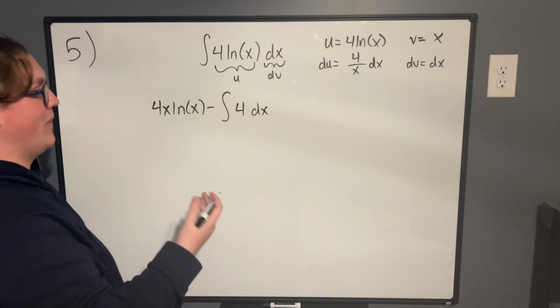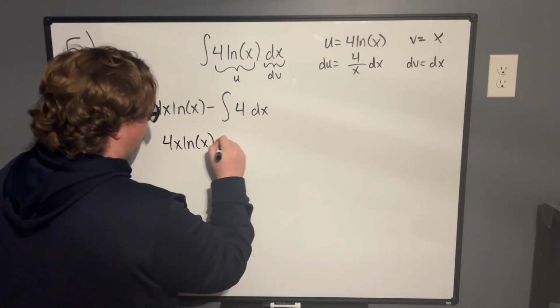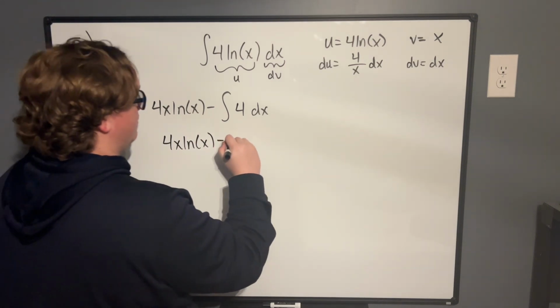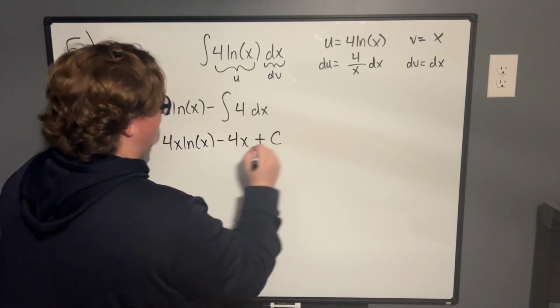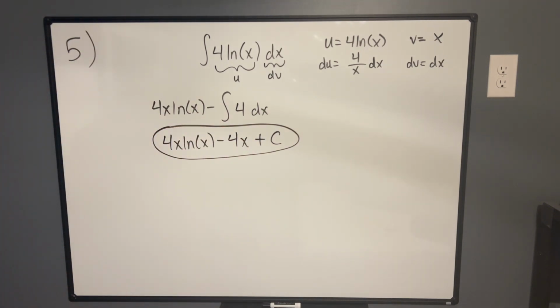That might be level 0 of this. We'll get 4x ln of x minus the integral of 4 is just going to be 4x, and we'll add that plus c at the end. So again, not a difficult integral. If you've seen the integral of ln x, this is exactly the same process, just with that factor of 4 out in front. So not difficult if you know the trick, difficult if you don't. So that's the end of number 5.